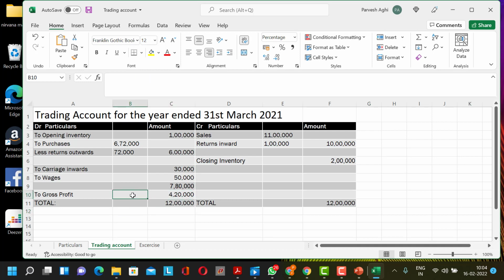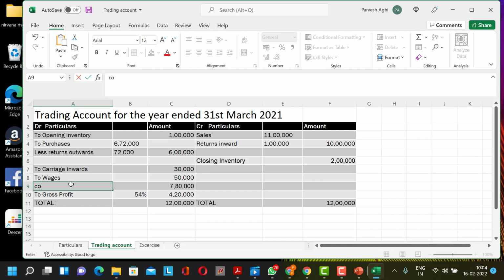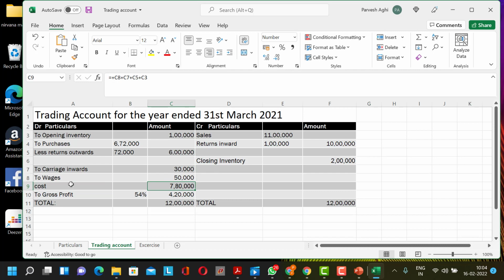So you want to know what is my gross profit percentage? Okay. So I put my cursor here. What is my gross profit? 4,20,000. What is my cost? 7,80,000. 780. Okay. Enter it. 54%. My gross profit is 4,20,000. My cost is 7,80,000. Okay. And my gross profit is 54% altogether on my cost. Now, have you got it?